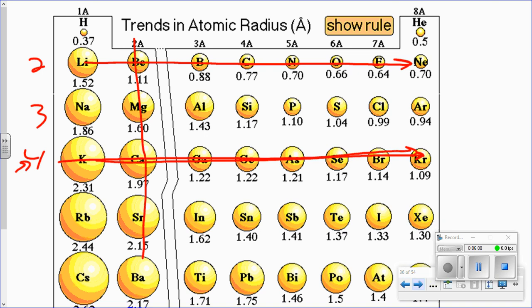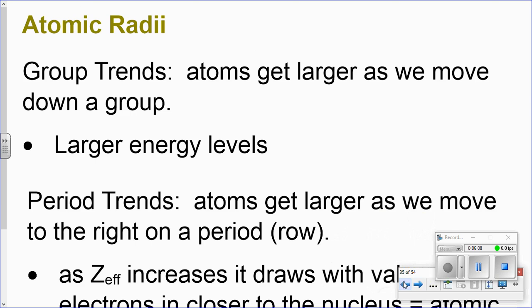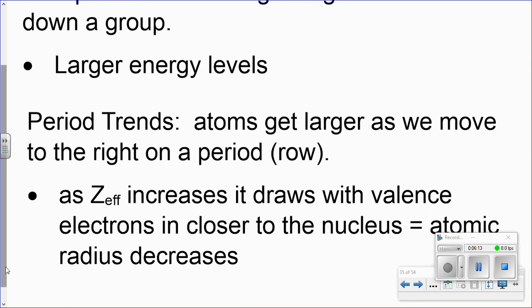And as I move down a group, notice they get bigger. I'm adding energy levels, so that should make sense. So the group trends: atoms get larger as we move down a group, more energy levels. And the period trends say that atoms get smaller as we move to the right on a period. Why? As Zeff increases, it draws the valence electrons in closer to the nucleus, and the atomic radius decreases. So don't forget, every time I add a positive to the nucleus, and I'm not increasing the shielding effect, the atom should shrink as I move to the right, element by element.